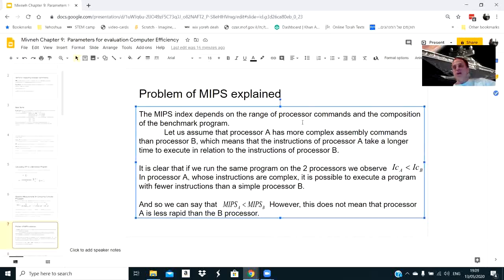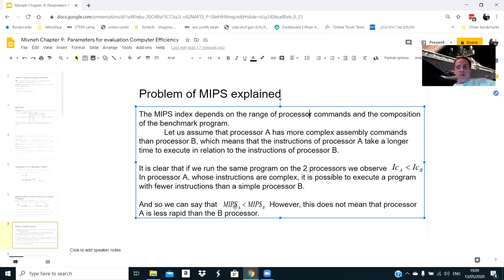In other words, if I have these complicated instructions, it must be because I want to use them. And it must be that if I use them, I'm going to have fewer of them because they do a lot. They're not complex and useless. They're complex and useful. So therefore, I'll have fewer instructions on computer A. The instruction count will be less, even though it gets the same work done as B. In processor A, whose instructions are complex, it is possible to execute a program with fewer instructions than the simple processor B. That makes sense.